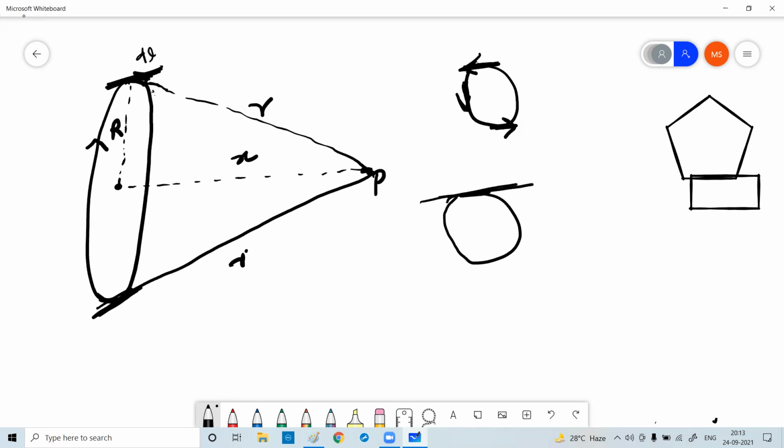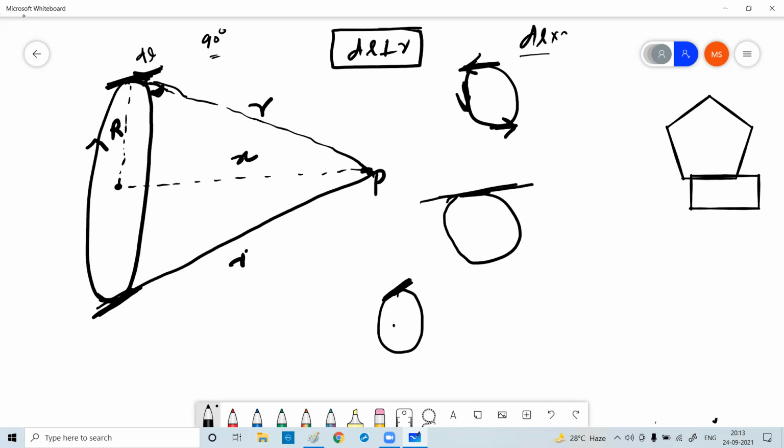Just imagine this is a ring. Put a pen here in this direction. If you see, this angle will be how much? 90 degrees. This angle will be how much? 90 degrees. Understood? So the DL and the R are perpendicular to each other.